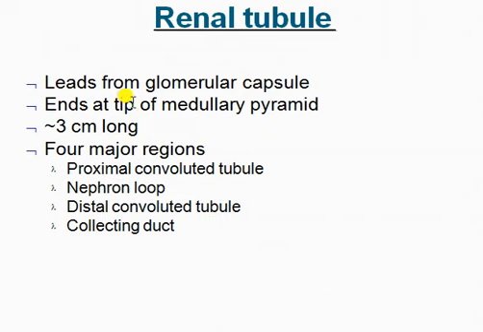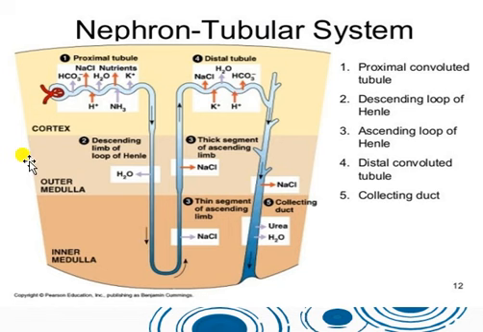Coming to the renal tubule: it leads from the glomerular capsule and ends at the tip of the medullary pyramids. The renal tubule is about 3 centimeters long, with 4 major regions: the proximal convoluted tubule, the loop of Henle or nephron loop, the distal convoluted tubule, and the collecting duct. This is the proximal convoluted tubule, this is the loop of Henle, this is the distal convoluted tubule, and this is the collecting duct.